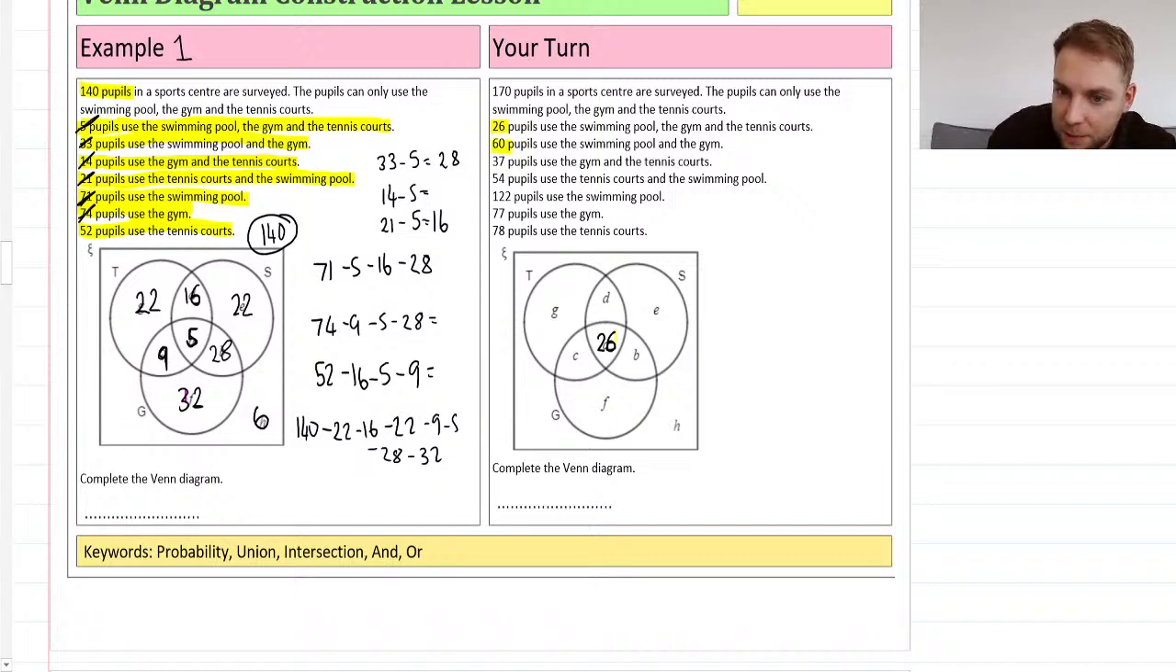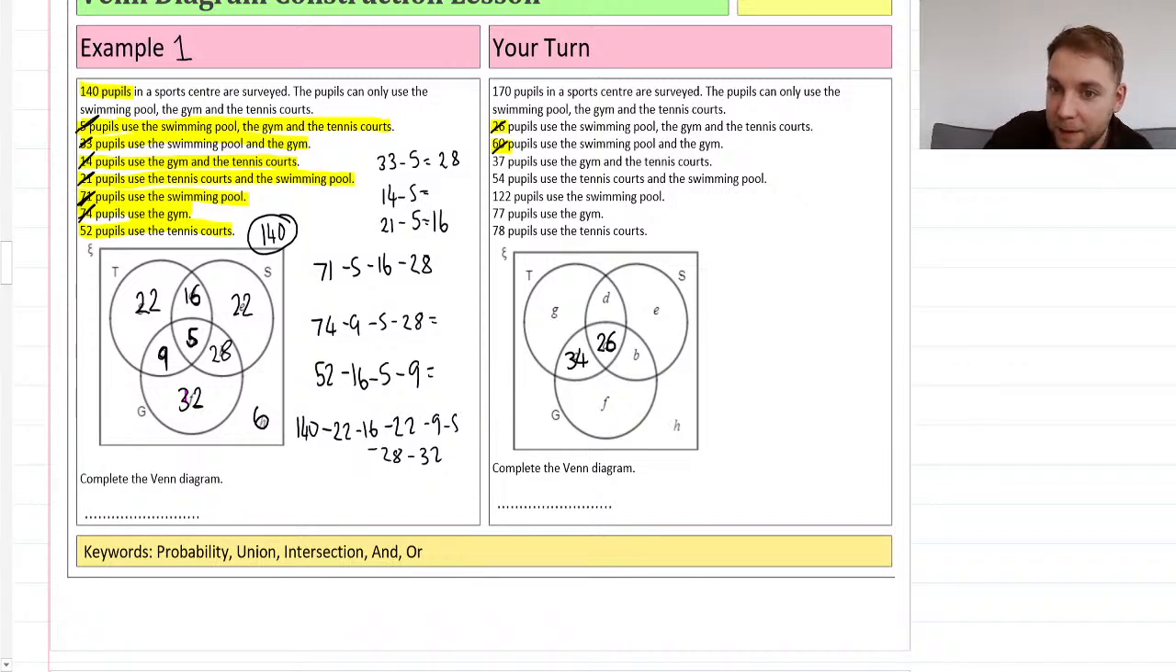Now the swimming pool and gym is this part here. So to find out what C is, I need to do 60 take away 26, which is equal to 34. Which makes sense because now these two sum to 60. So I can cross the first one off, cross the second one off. When you get into a rhythm, it's quite easy.